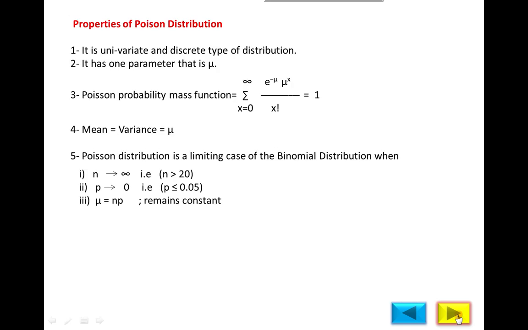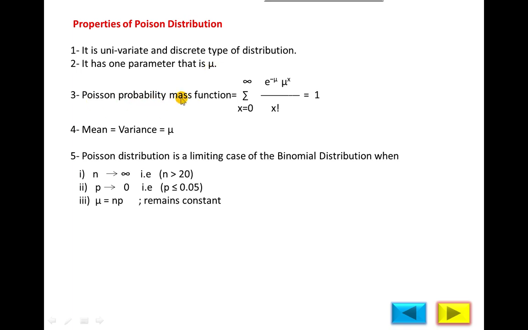Next heading, properties of the Poisson distribution. These are some important properties of the Poisson distribution. First, it is a univariate and discrete type of distribution, same as the binomial distribution. It has one parameter, that is mu. In binomial we have two parameters, n and p.